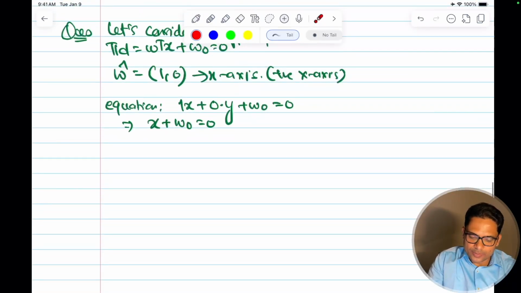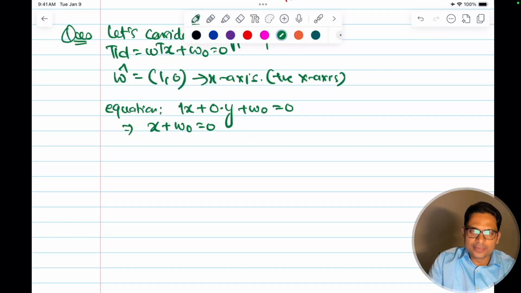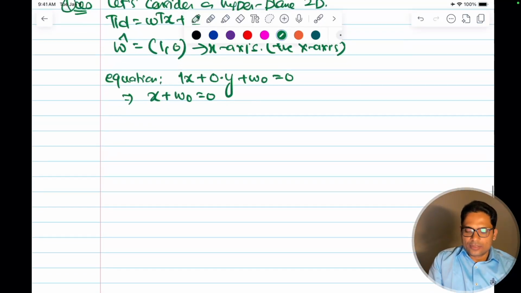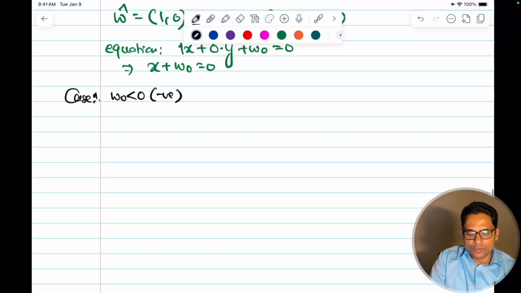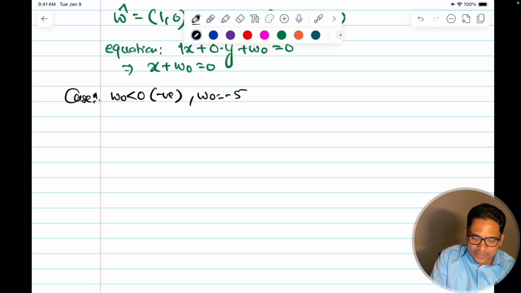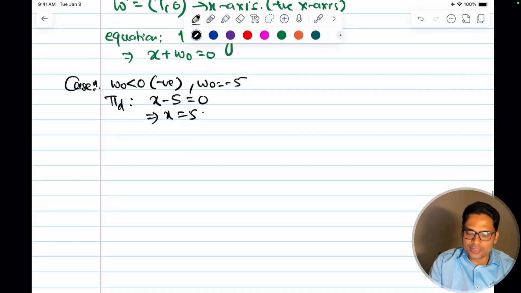So x plus w naught is my equation of line, and my unit vector is pointing in the positive x axis direction. So what will be case 1? For example, my case 1 is w naught less than 0, that is negative. Say, for example, my w naught is equal to -5. Then the equation of the line, or plane, pi d, will be x minus 5 equal to 0. This implies x equals 5. This is my line. Where will this line be? Let's draw it.